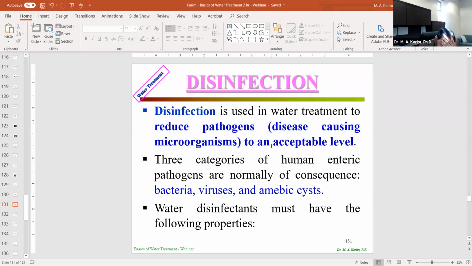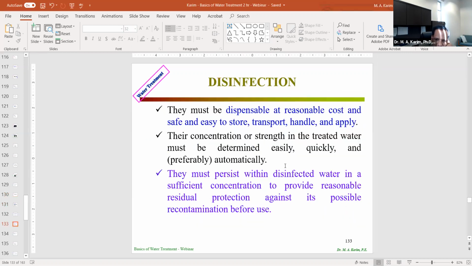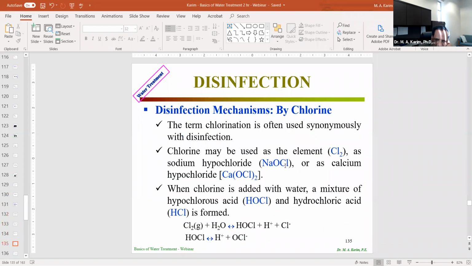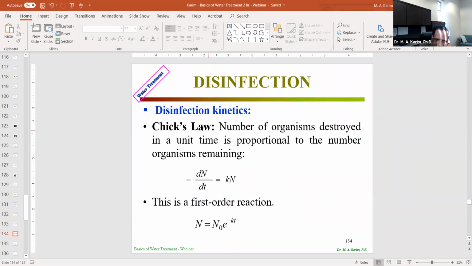Disinfection, as I said, is to make the water potable, meaning safe to drink, right? Mainly killing the bacteria, viruses, amoebic cysts, and other things like that. So it's done in different ways. One is called chlorination and other things. This one also follows first order kinetics. I think we discussed first order kinetics, right? The number of organisms destroyed in a unit time is proportional to the number of organisms remaining. This is first order kinetics.